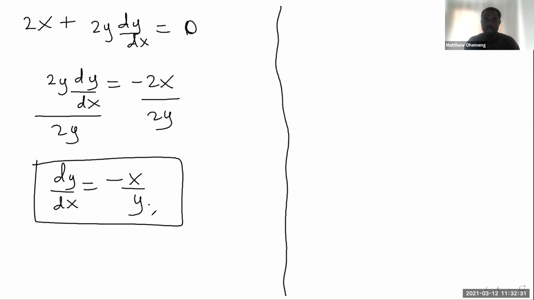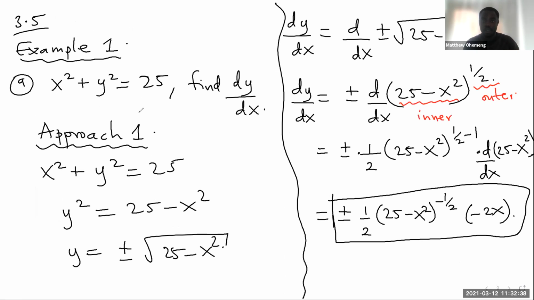Are you okay? And you see, this process was simpler than what we did for the solving. With the first approach, you have to solve for y before you do it. And as I said, it's sometimes even impossible to solve for y in terms of x. So sometimes your only option is implicit.